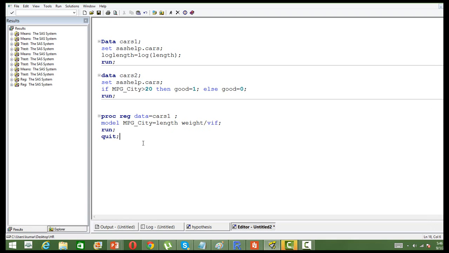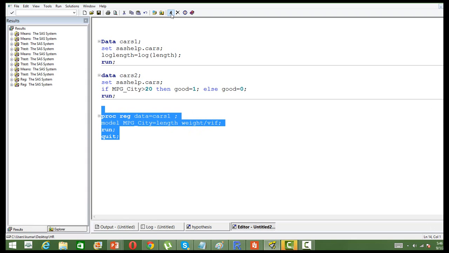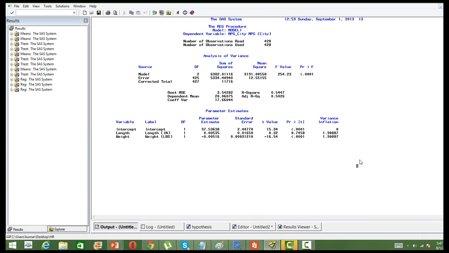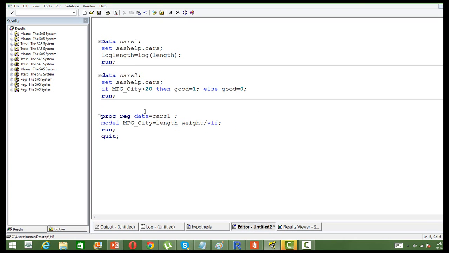Just listen to this first. So VIF, or variance inflation factor, tells you whether there is multicollinearity in your data or not. Generally we expect that it should be less than 5. If it is greater than 5, then there is presence of multicollinearity. But since this is less than 5, you should not worry about it. Or else, just do a proc correlation.